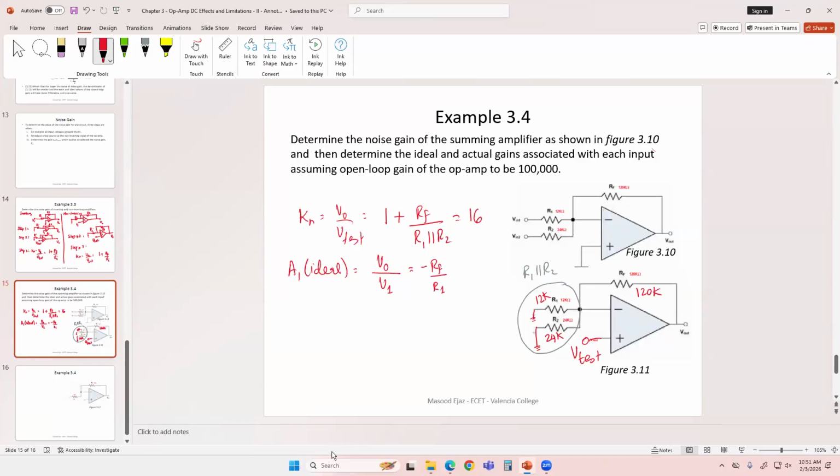Remember, for the lab you're doing today, of course, the output for the summing amplifier is negative A1 times V1 minus A2 times V2, and A1 and A2 are RF over R1 and RF over R2. So ideally, this is going to be negative 120K over 12K, which is 10. The negative just shows the phase difference. The gain itself is 10.